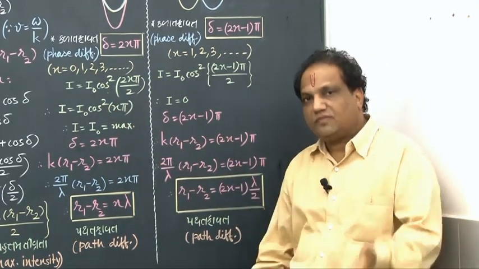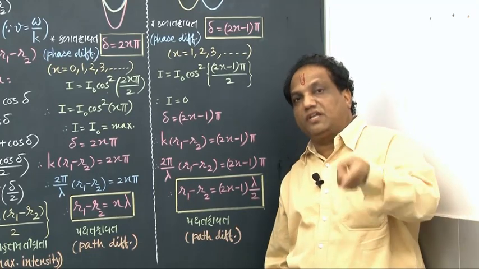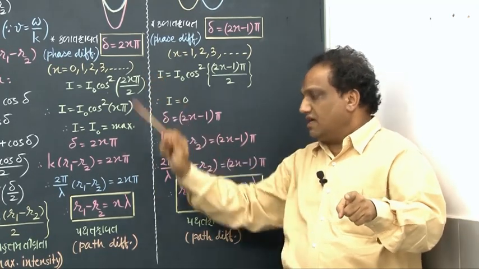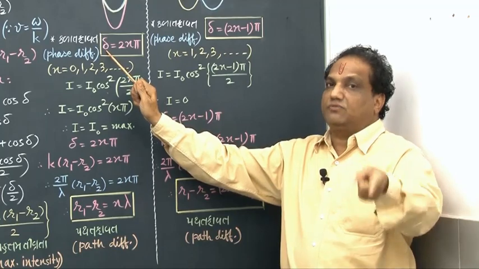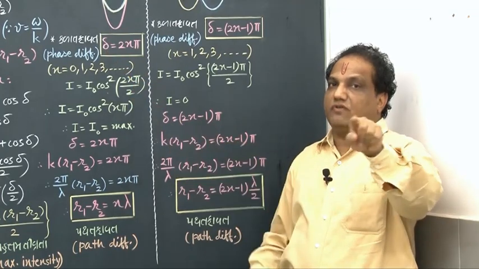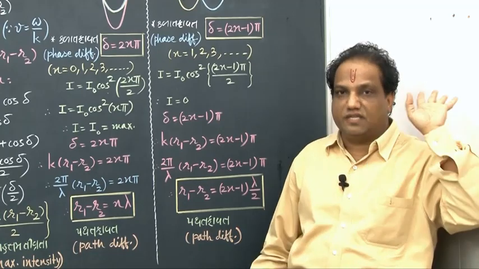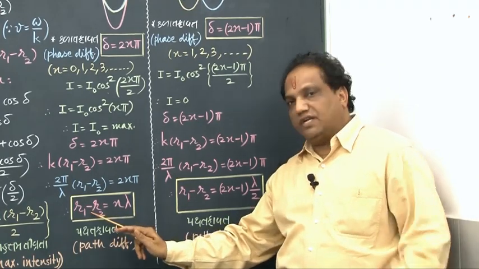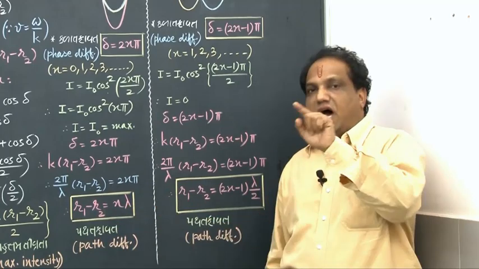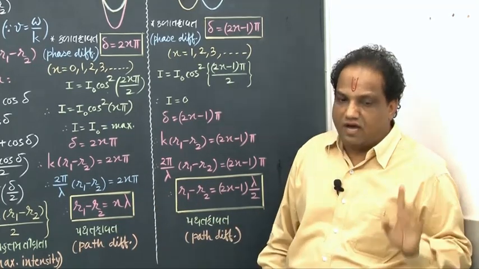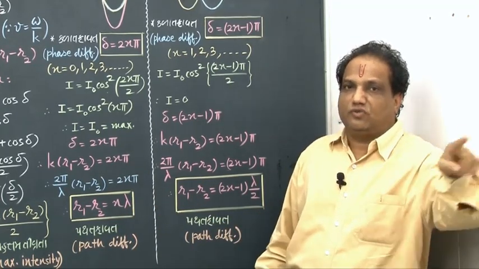Got it? So what are the conditions for obtaining constructive interference? These two are the conditions. This is the condition in terms of phase difference, which is delta equals 2n pi radian, where values of n are 0, 1, 2, 3, and so on. And the condition in terms of path difference is R1 minus R2 equals n lambda, where values of n are 0, 1, 2, 3, and so on.